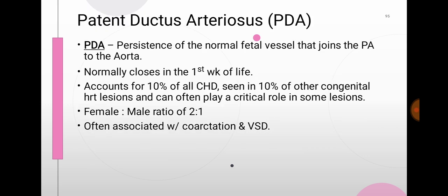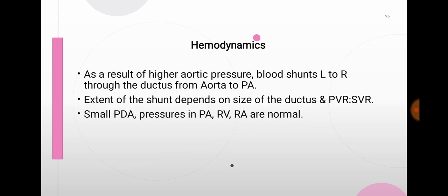So what happens? Because of the high pressure in your aorta, the blood will shift from left to right through the patent ductus arteriosus. So the extent of the patency of your ductus arteriosus would determine the signs and symptoms of the patient. If it's a bigger defect, you have more shunting. But if it's a small defect, the pressures inside the lungs, your arteries, are normal.